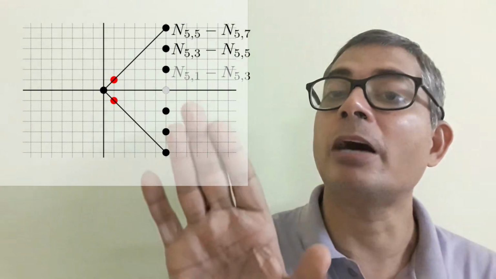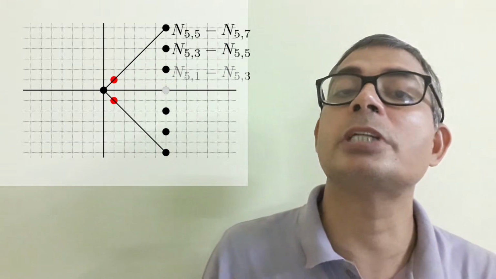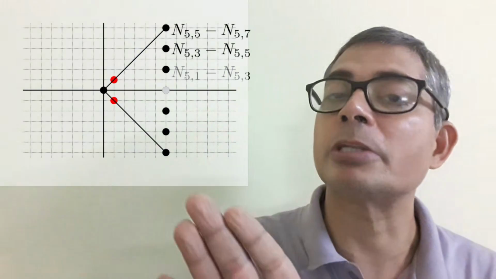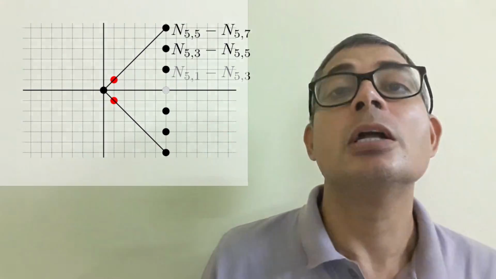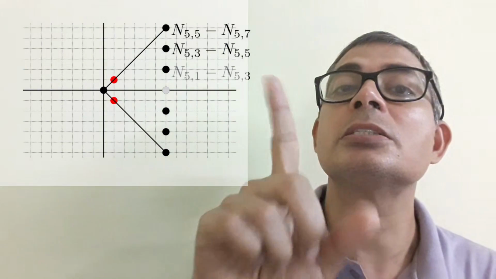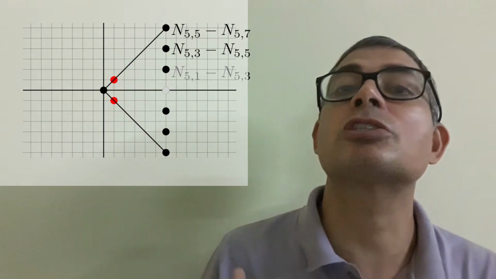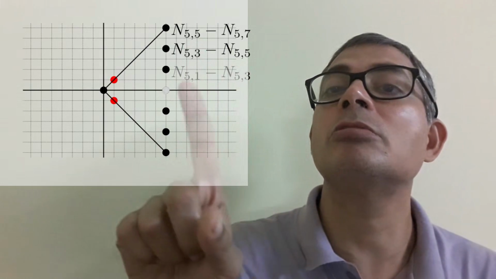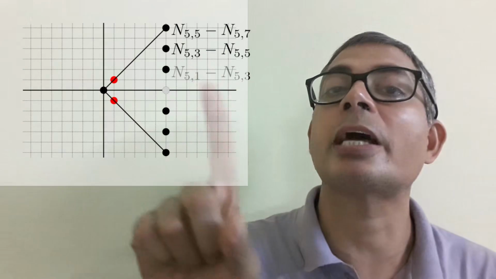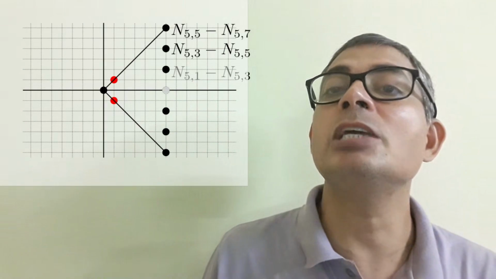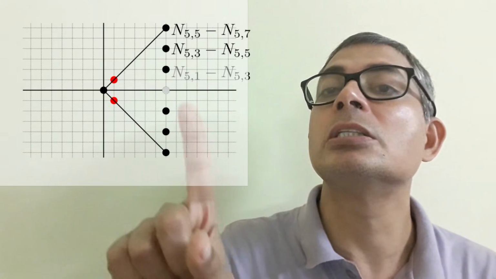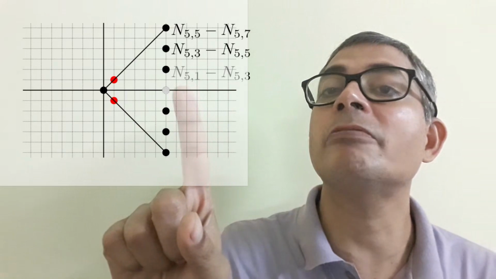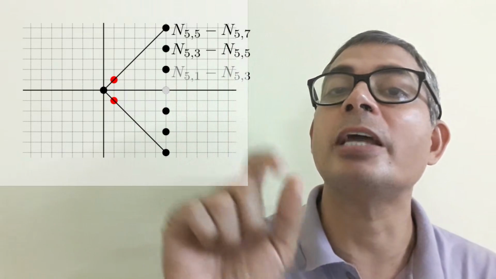Now the negative half contributes the same values placed symmetrically. Now if you sum these, the sum will telescope out nicely. The N55 terms will cancel out, the N53 terms will cancel out. So finally you are left with just this: N51 and N57.